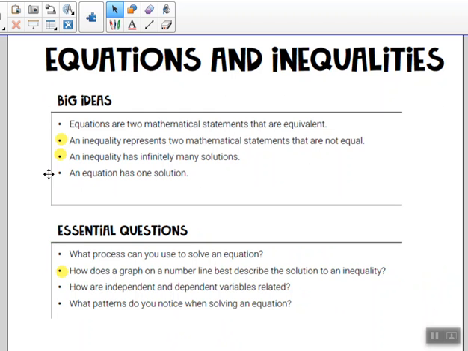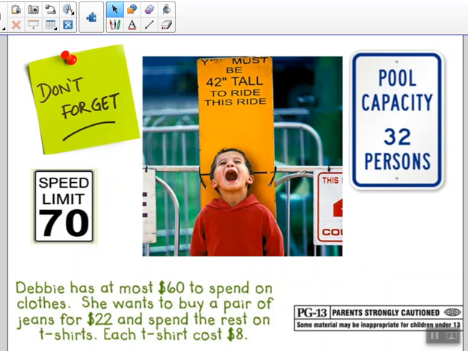All right, so the big ideas here, once again, about inequalities, they represent math statements that are not equal, okay? And they have lots of solutions. They can have many solutions. And we're also going to look at graphing inequalities again, so it kind of answers this essential question: how does a graph on a number line best describe solutions to inequalities? Okay, we're going to revisit that topic some more.